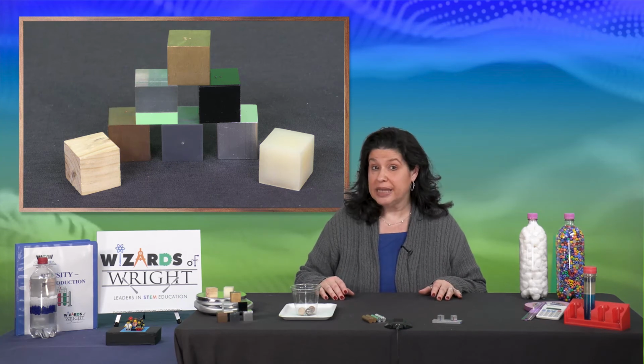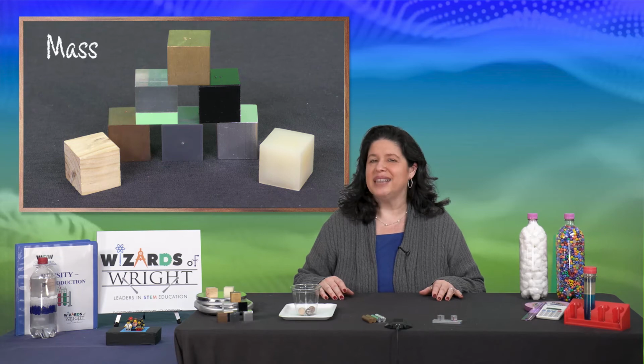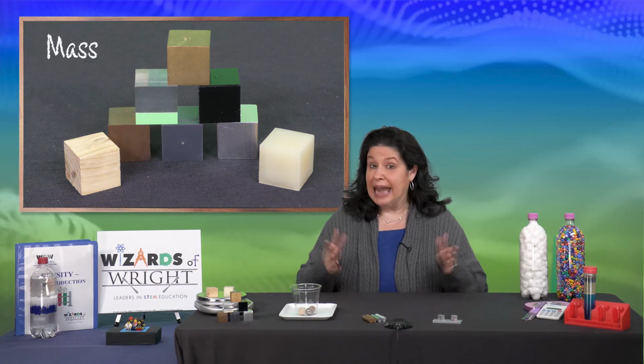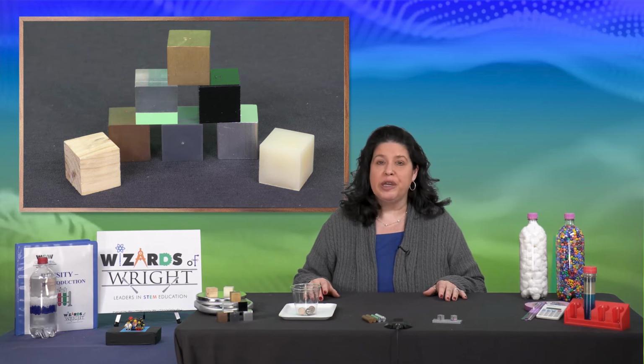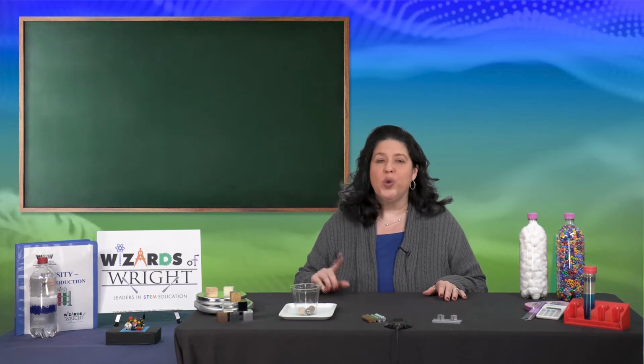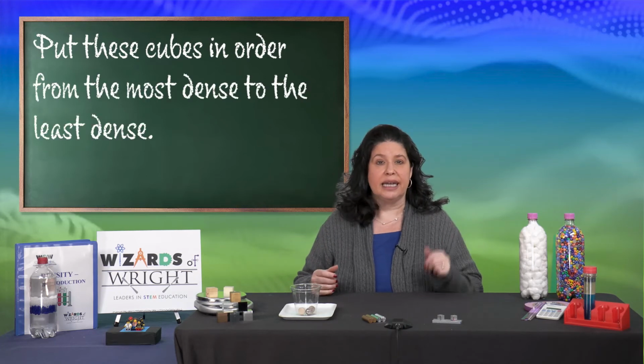If the volume is the same, do you know what will determine the density? The mass will tell us density. And how do we figure out which is the most dense object? Well, we have to figure out which is heaviest. Your task is to put these cubes in order of the most dense to the least dense.